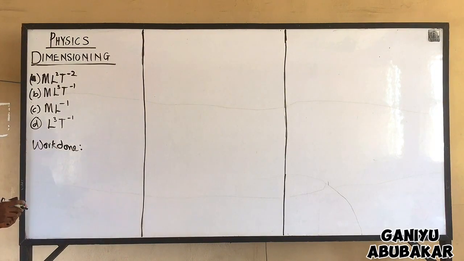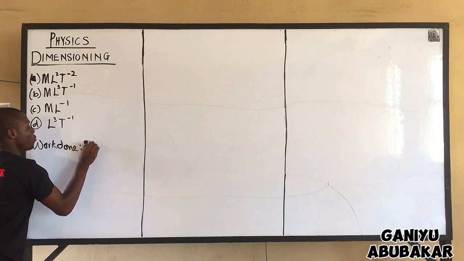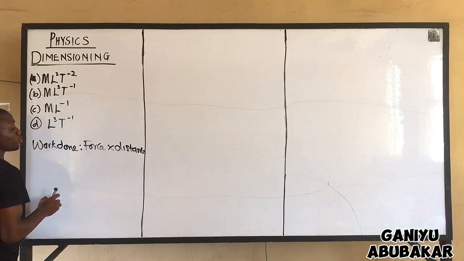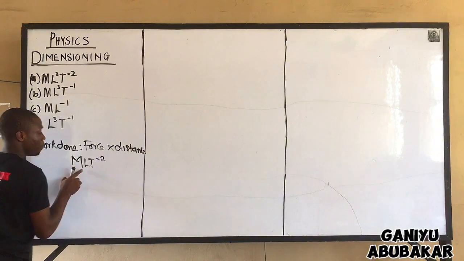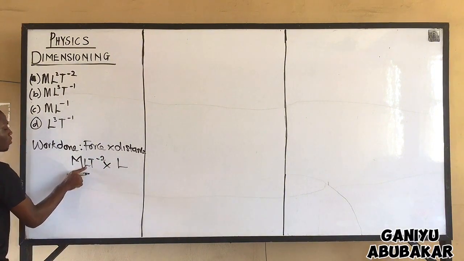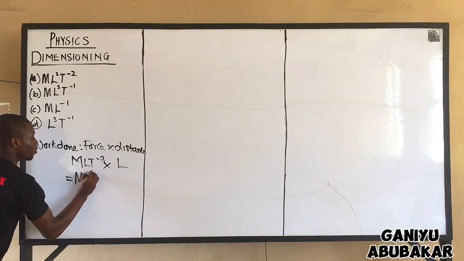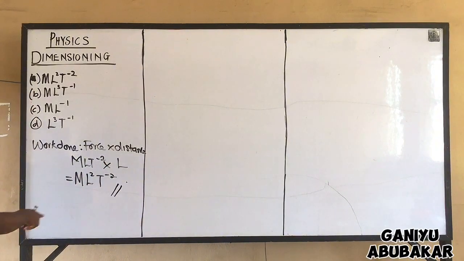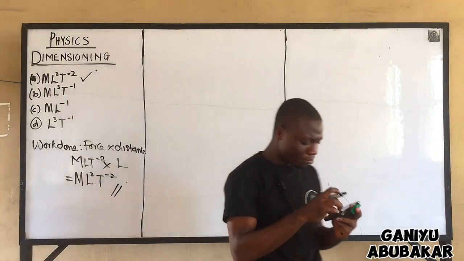Right? What's work done? Work done is simply force times distance, right? So what's the dimension for force? We just read force as MLT to the power minus 2. Force times distance: distance is a length, that's L. L times L is L squared. So that becomes ML squared T to the power minus 2. This is my dimension for work done. So let's check. A is my answer. That's for question 1 under JAMB.